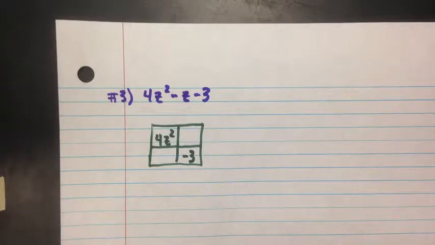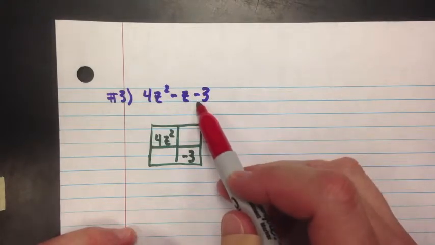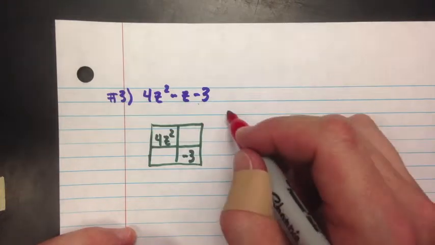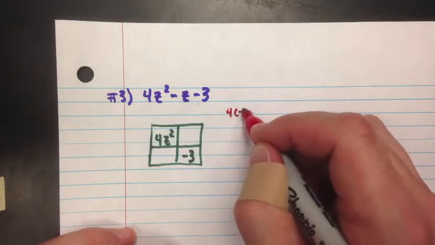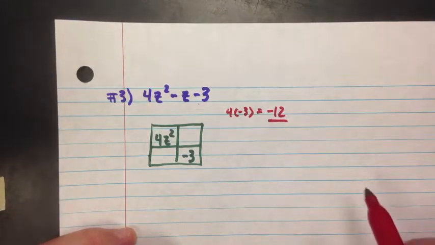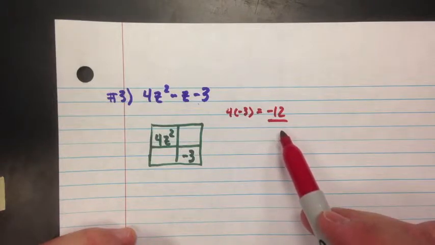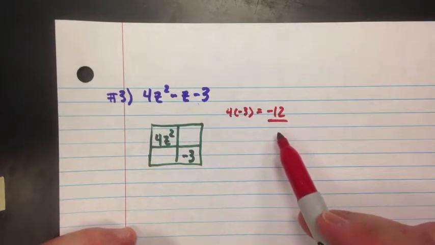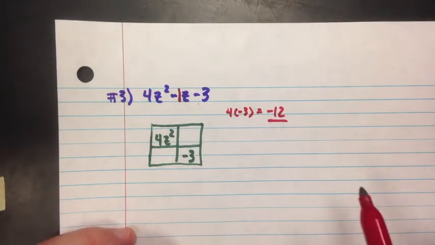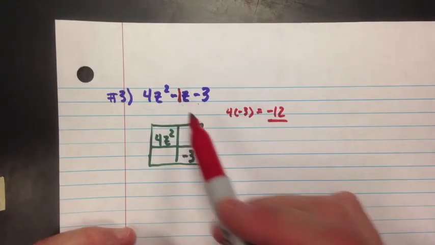Okay, so the number we're going to factor is not negative 3. We have to take the lead coefficient times the constant. So 4 times negative 3, which gives us negative 12. So what this tells me is that one of our factors will be positive and one is going to be negative. To multiply two numbers and get a negative, one is plus, one is minus. And our middle term is negative 1z. So they're going to have to multiply to negative 12, add up to negative 1.